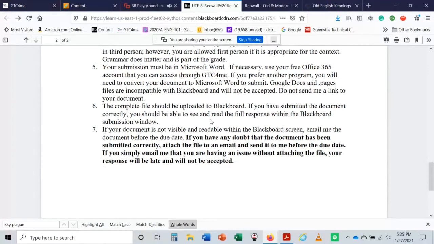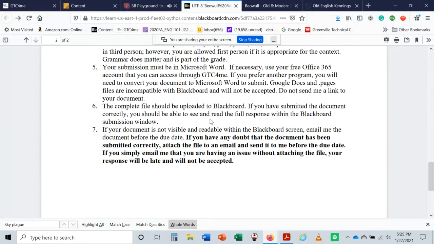If you don't see your essay, if your document is not visible, and I don't mean the name of the document, I mean the full document, so you can actually read your essay within Blackboard, if you cannot do that, email it to me. It's your responsibility to ensure that your document has been submitted correctly. Just because it says success doesn't necessarily mean it's in there. If you cannot read it within Blackboard, then email it to me.